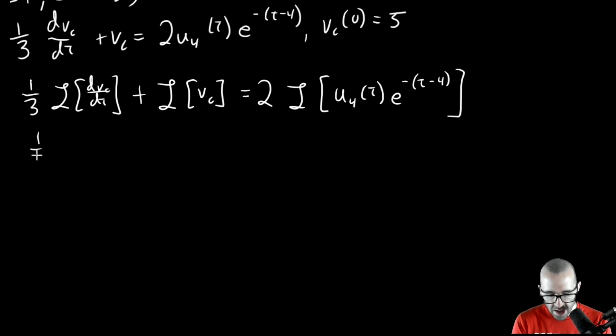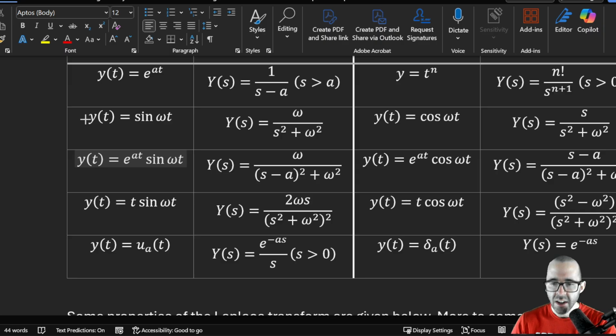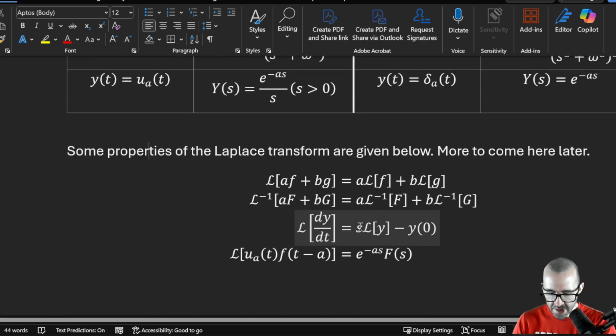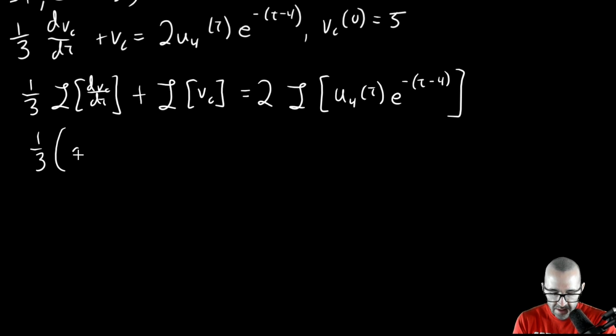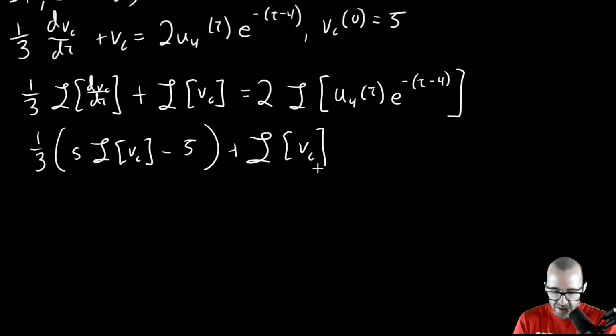So the left-hand side, we know this is going to be 1/3 times, what was that property? What was the Laplace transform of the derivative? If hypothetically I didn't remember, I could check our sheet, which has some notes. And also, those exact notes are going to let us deal with the right-hand side. This was that shifting property that we did in the last video, and this is from our first section, 6.1. Okay, so that's going to be s times the Laplace transform of just VC minus our initial condition, which is 5. And then we still have the Laplace transform of VC over here.